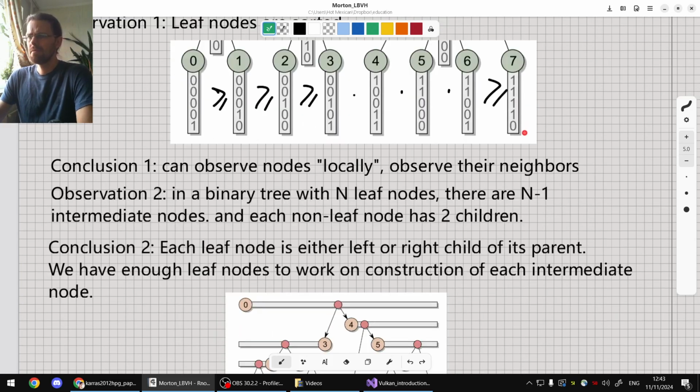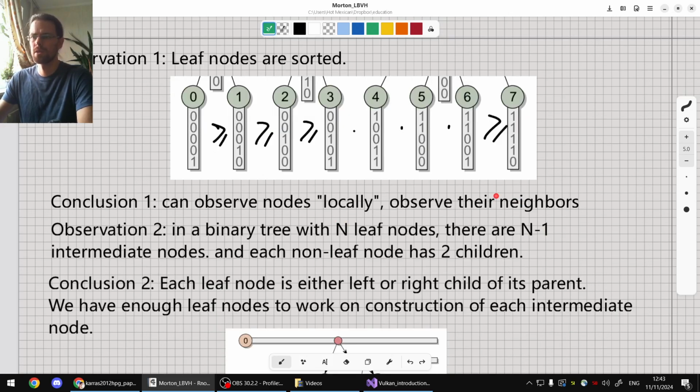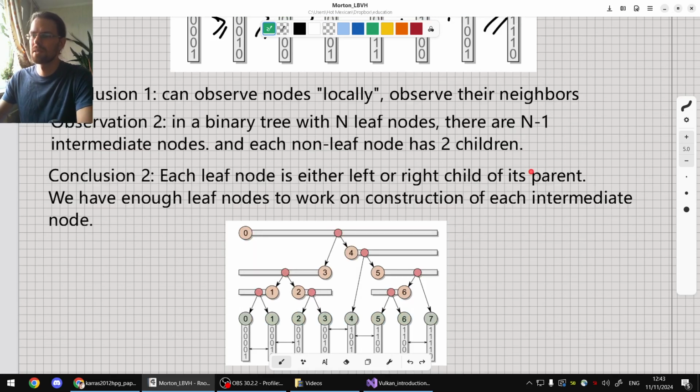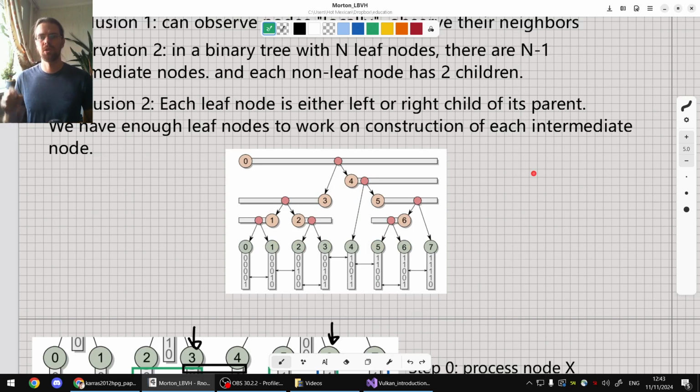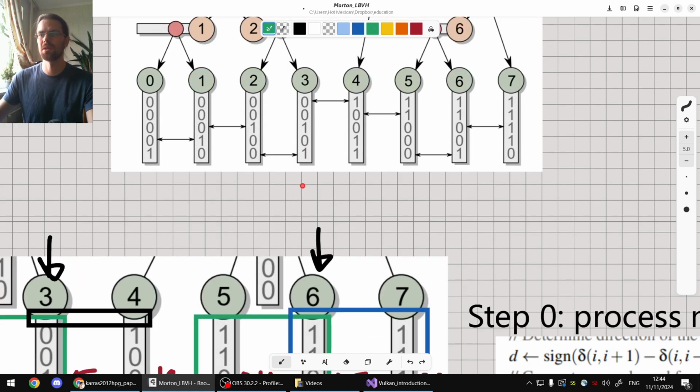And then there was an observation that for this binary tree with n leaf nodes, there are n-1 intermediate nodes. I don't know the exact implication of this, but the idea is that maybe you can start working on each leaf node, at least n-1 nodes, and try to reconstruct each intermediate node individually. For example, 4 leaf nodes will construct intermediate 4, 3, 3, and so on. So in a sense, that's how we expect the algorithm to work.